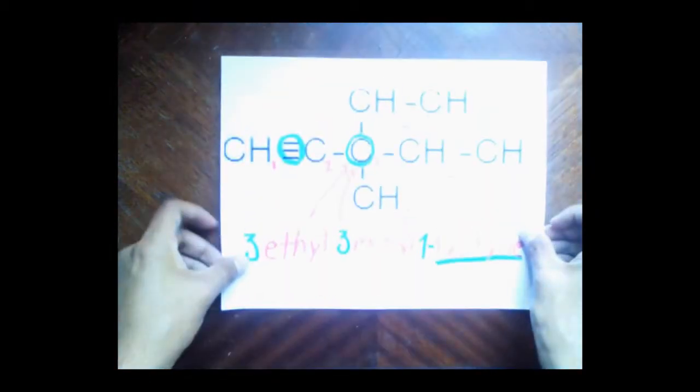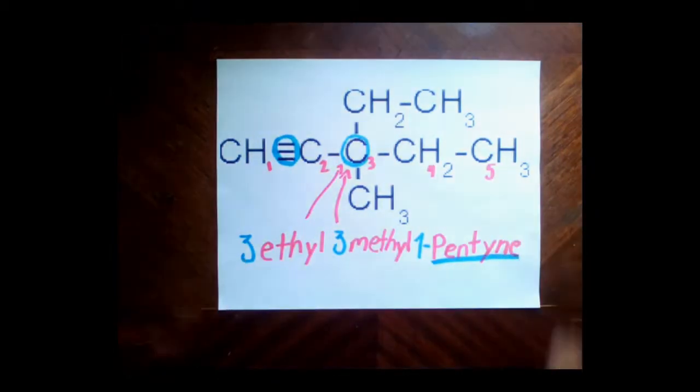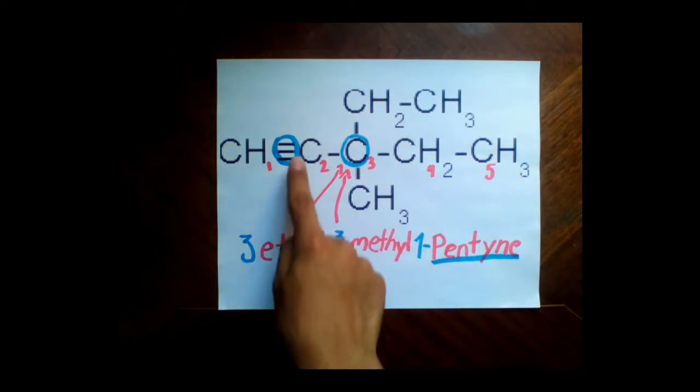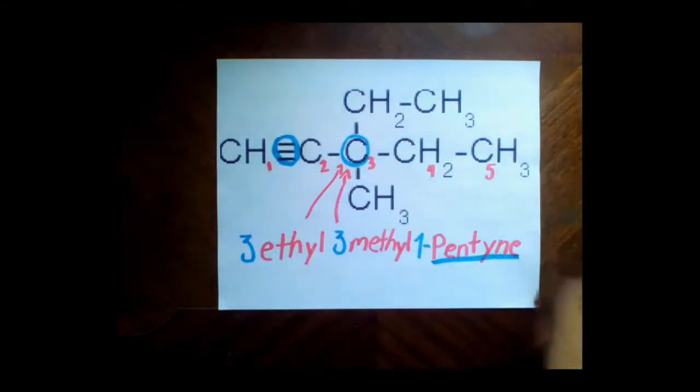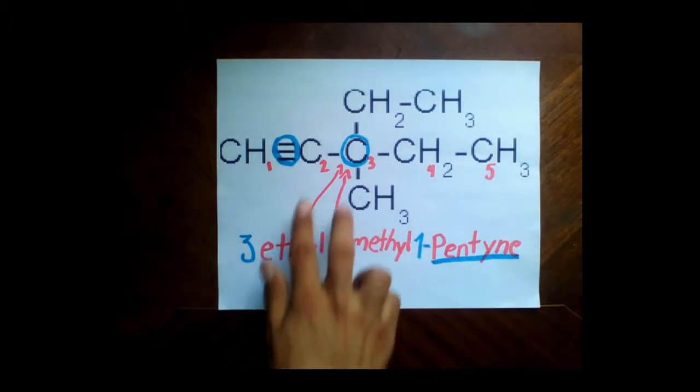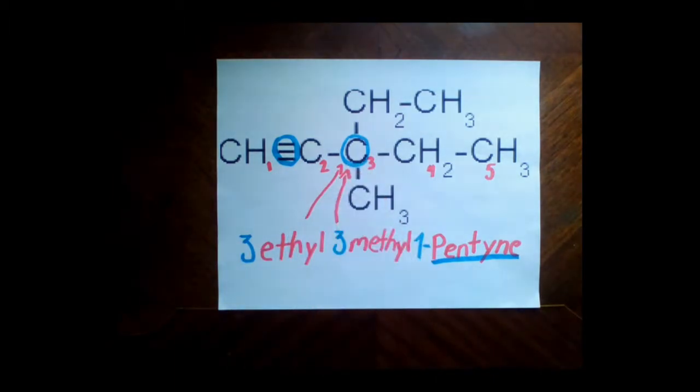Next, give the location and name for each substituent in alphabetical order as a prefix to the alkyne name. There are an ethyl group in the 3rd carbon and a methyl group also in the 3rd. For this reason, the name is 3-ethyl 3-methyl 1-pentyne.